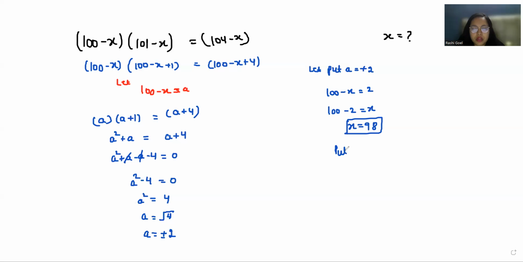When we put a equal to negative 2, so 100 minus x is equal to negative 2. 100 plus 2 is equal to x. So the value of x is 102.